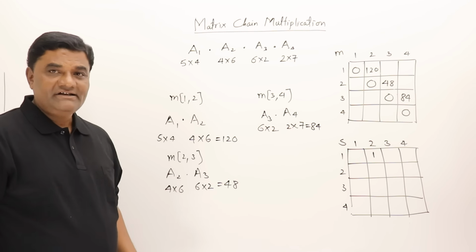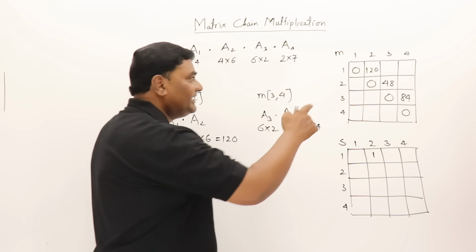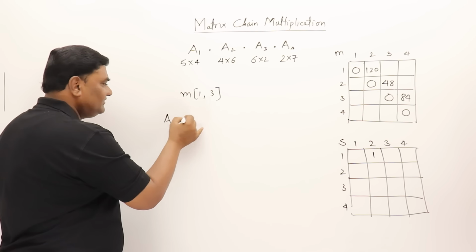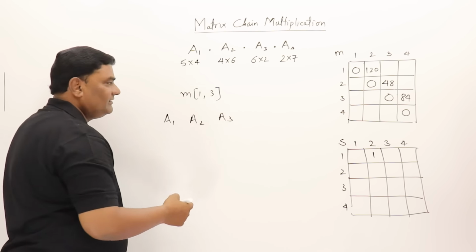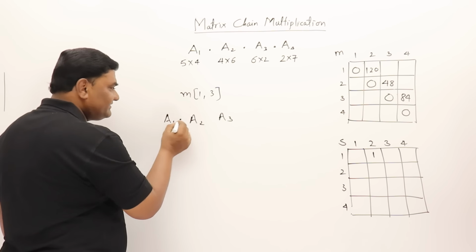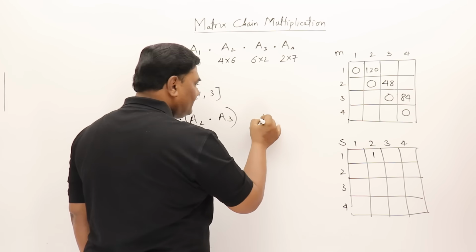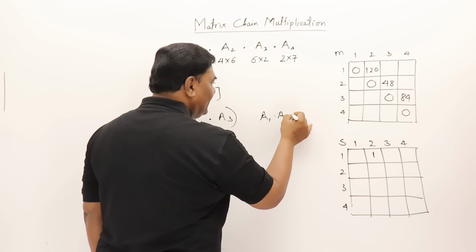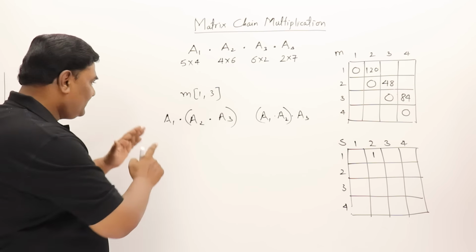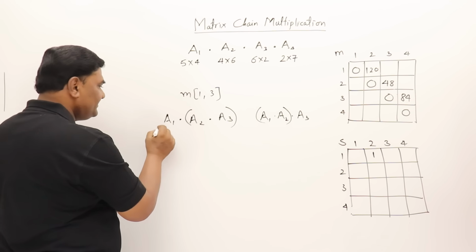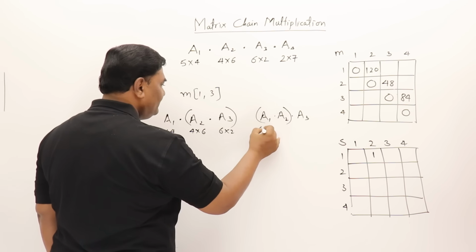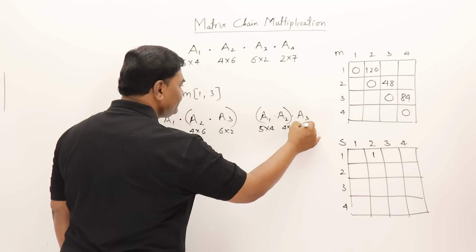Now 2 matrices were selected. Now we'll select 3 matrices. So I will find out M of 1 comma 3. M of 1 comma 3 means A1, A2 and A3. When I consider all 3, there are 2 possibilities. One is that A1 is multiplied with the result of A2 and A3, or first A1 and A2 are multiplied and their result is multiplied by A3. There are 2 possibilities. Now what are the dimensions of these? 5 cross 4, 4 cross 6, 6 cross 2.